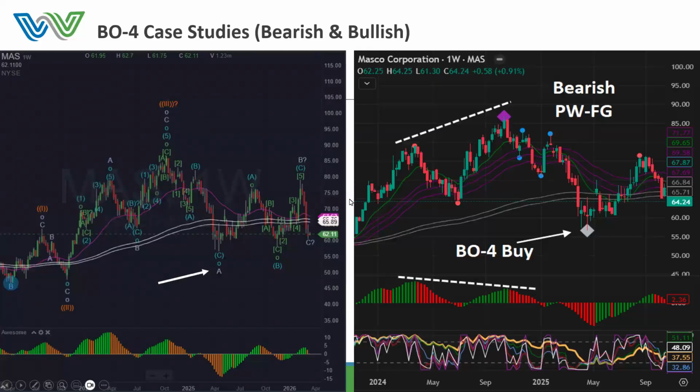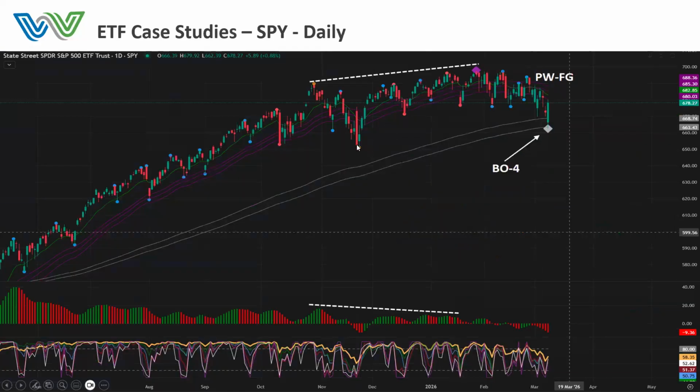And Masco, so we're looking at the breakout 4. So again, this is the end of the A wave. So at minimum, you're going to expect a B wave up. The way this is labeled is an ABC, so pretty choppy. Okay. So let's look at some ETF case studies.